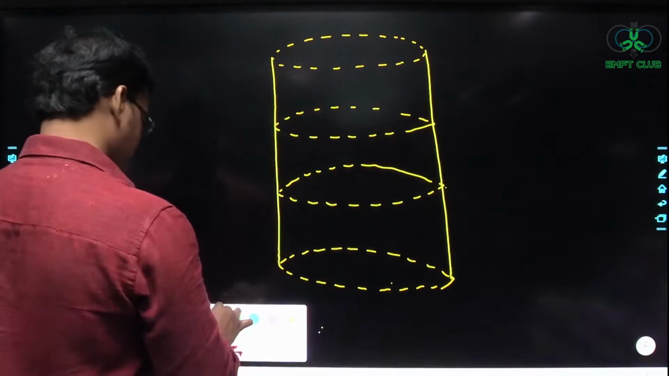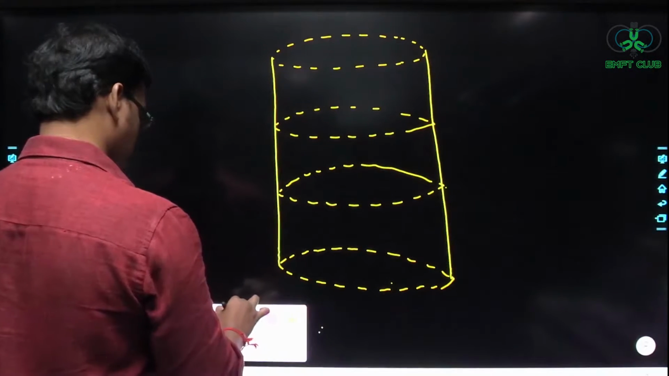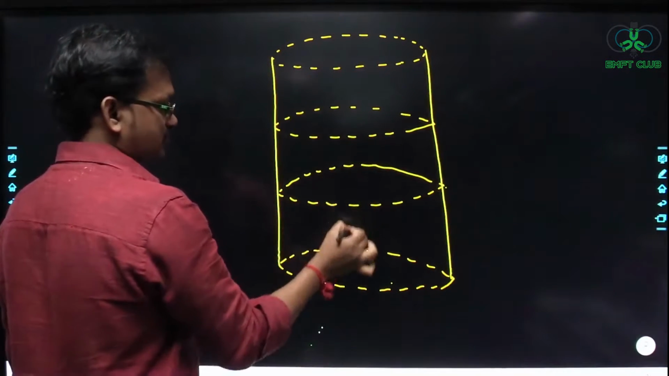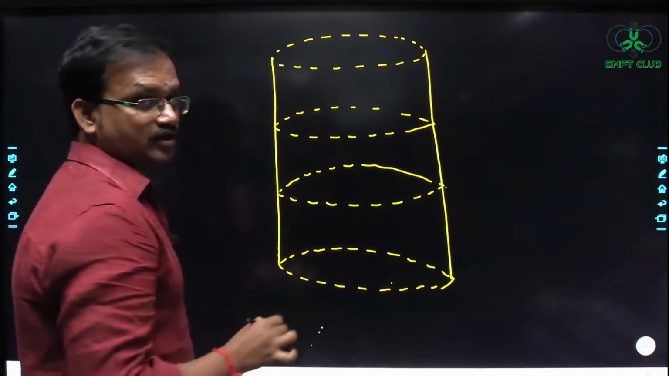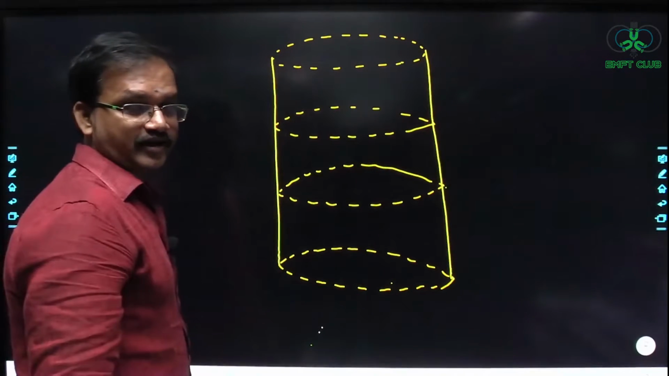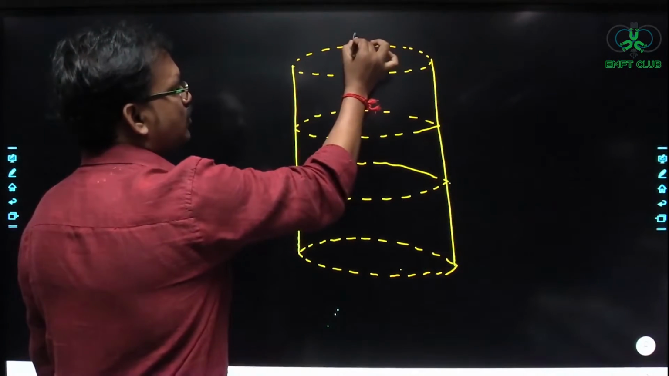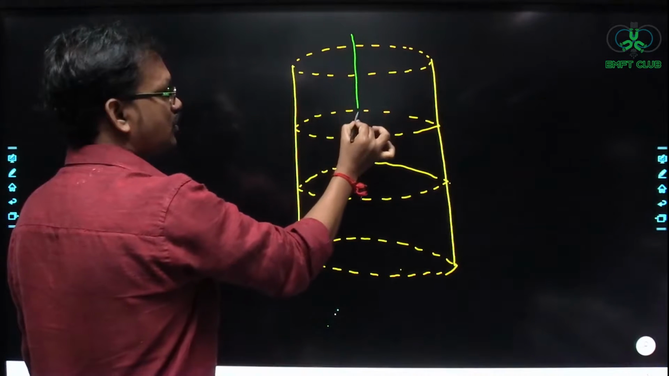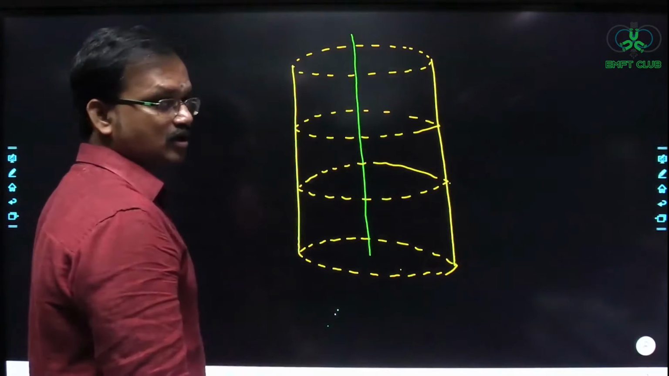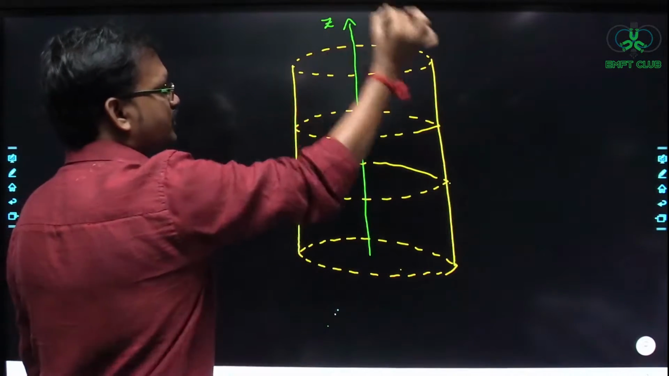So now see here. Now if I join all the centers of these circular rings, you are going to get a straight line. Understood? So I am drawing that straight line here. I am joining all the centers of the circular rings, and I am going to get a straight line like this. Okay, so this line I am calling the z-axis.